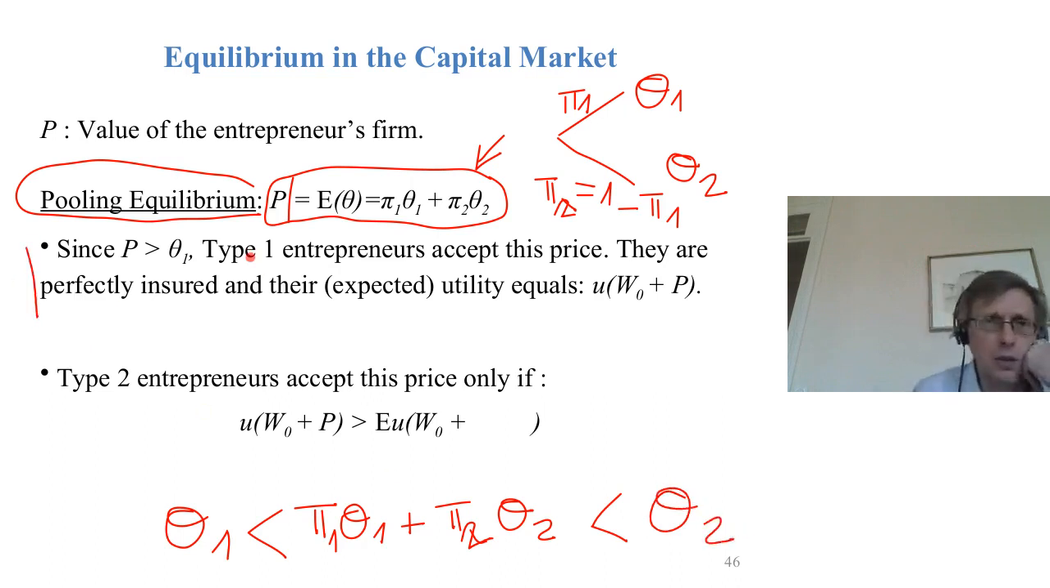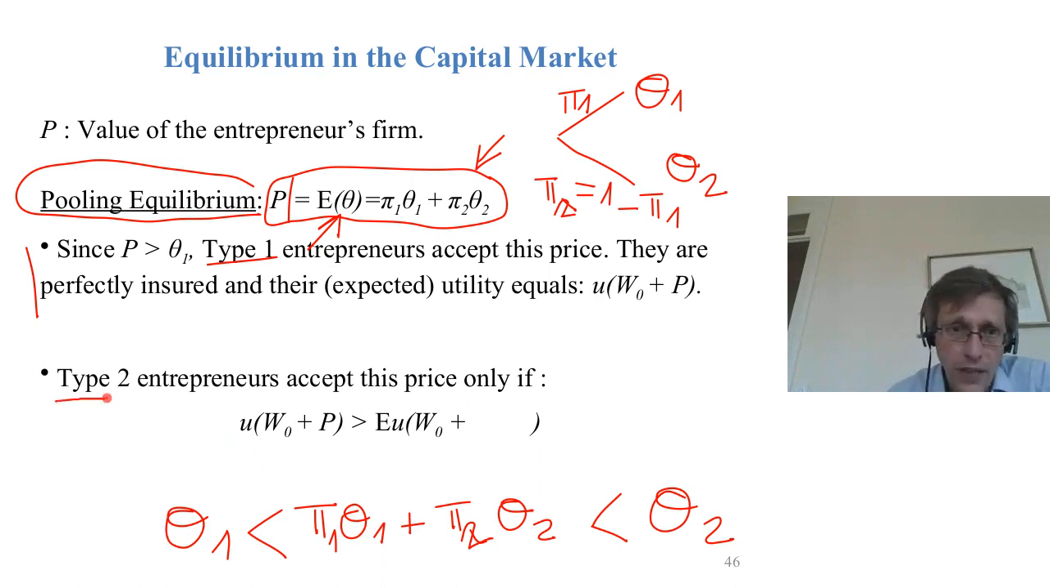So of course, if you are a type 1 entrepreneur, you accept this price. You say yes to that price for two reasons. First of all, because this price is strictly higher than the true value of your firm, the true expected value of your firm. And moreover, because by doing that, you get rid of the risk. So this is what you are really interested in.